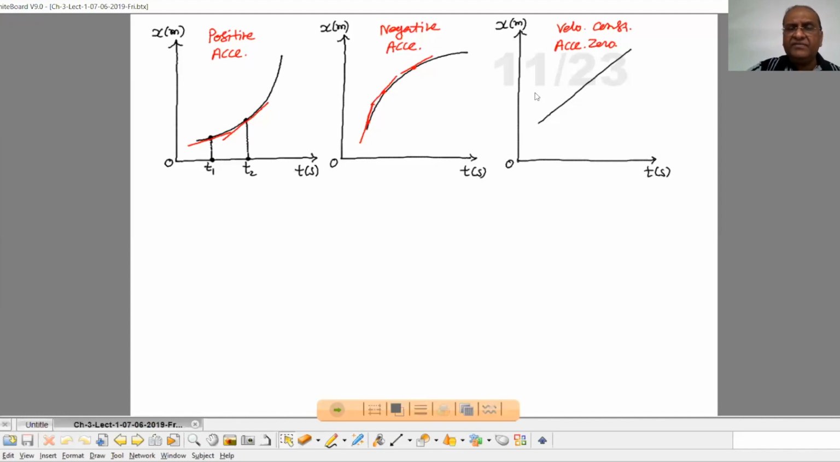Then, if the graph of position versus time is a straight line inclined with the time axis, it means the velocity is constant, because the slope of this line is constant. And if velocity is constant, the change in velocity will be equal to 0. So acceleration will be 0.